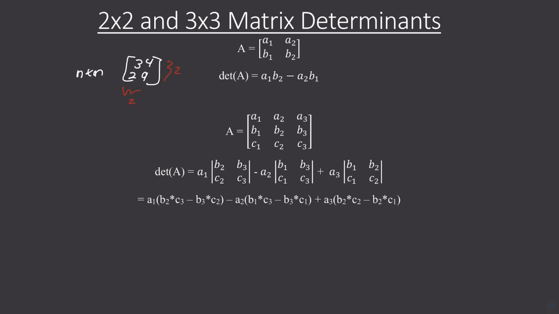A matrix that isn't square would be something along the lines of 3, 6, 3, 7, and 4, 9, because it only has 2 columns and it has 3 rows. So this is not an n by n matrix, which means you can't take the determinant of this matrix.